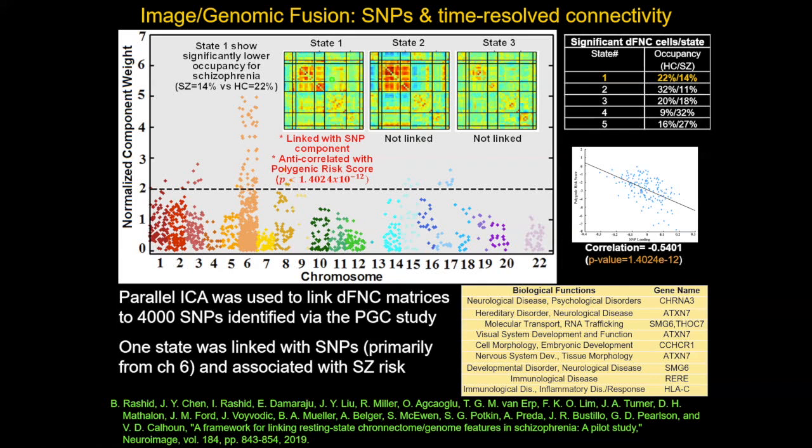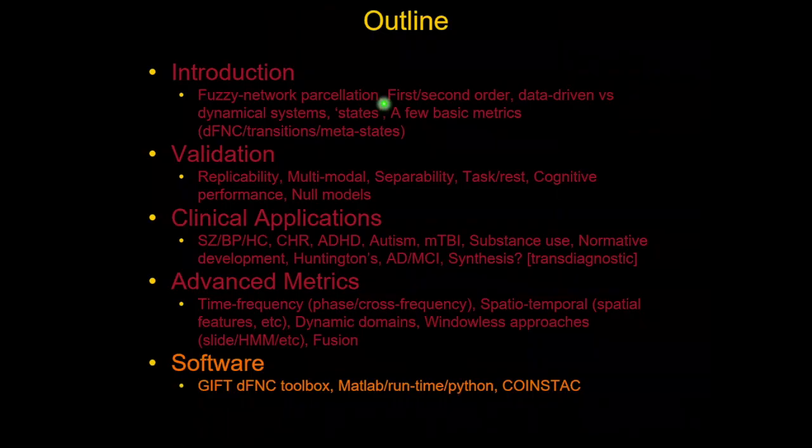We looked at the relationship of these to the SNP data using an approach called parallel ICA. And we essentially found a linked SNP component that was strongly anti-correlated with a polygenic risk score for schizophrenia. Interestingly, if you have a higher risk for schizophrenia, you spend less time in these modular states. So it's consistent with this risk score measure of schizophrenia. It's consistent with the work we looked at earlier, which showed that schizophrenia patients do indeed spend less time in those modularized states.